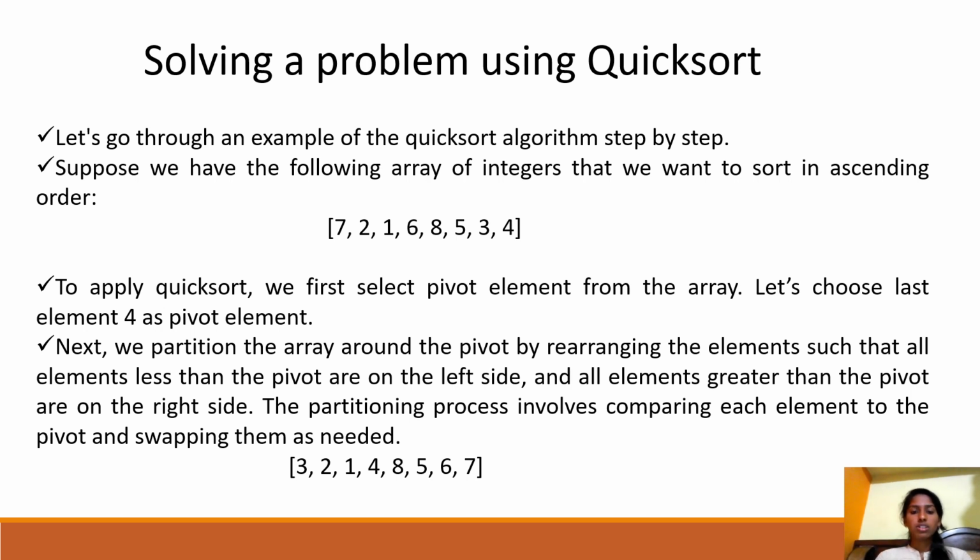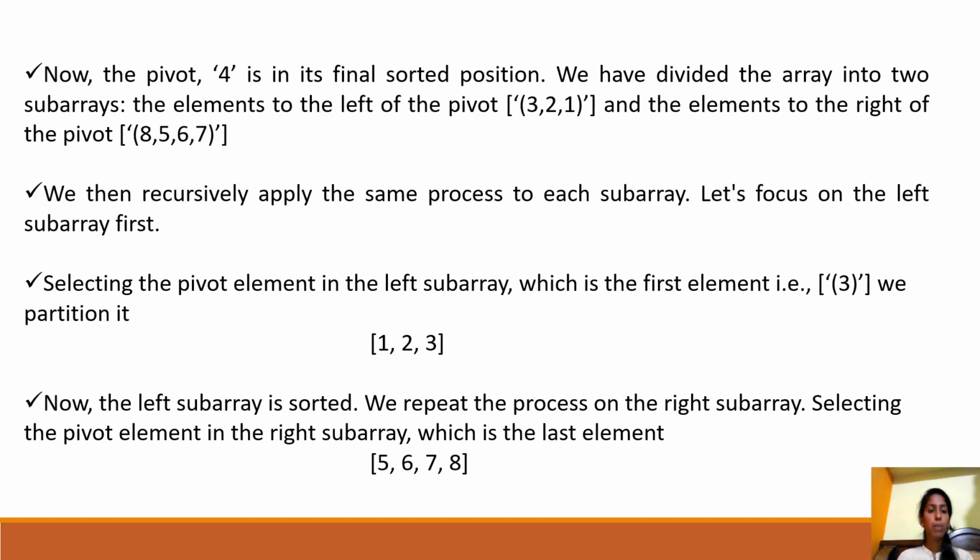The partition process involves comparing each element to the pivot and swapping them as needed. Now the pivot 4 is in its final sorted position. We have divided the array into two subarrays. The elements to the left of the pivot are 3, 2, 1, and the elements to the right of the pivot are 8, 5, 6, 7.